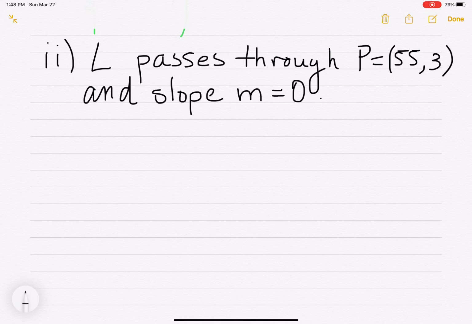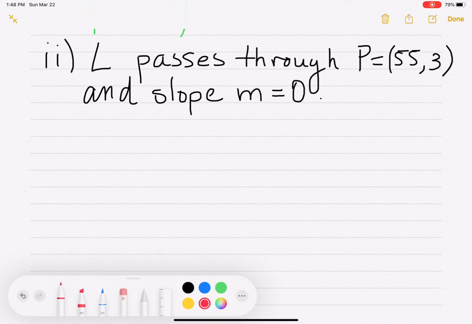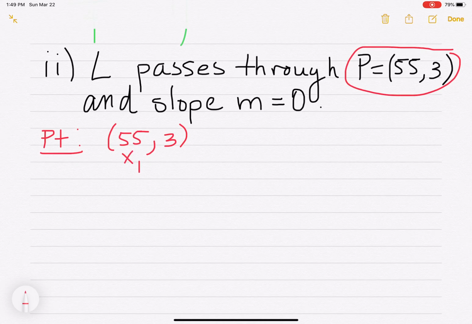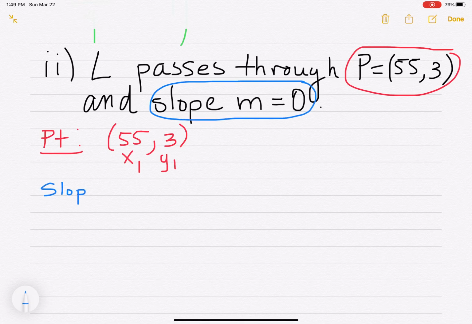So again, I have a point and I have a slope. So I can use the point-slope form to find the equation of a line. So here is my point. Right, I have (55, 3). So my x1 is 55, and my y1 is 3. And also we have a slope given. Here our slope is 0, m equals 0.